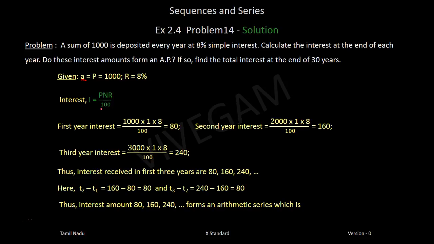So interest I is equal to PNR by 100. For the first year, interest will be 1000 into 1 into 8, the interest rate, divided by 100. So these two zeros will get cancelled, so 8 into 10, that is 80.